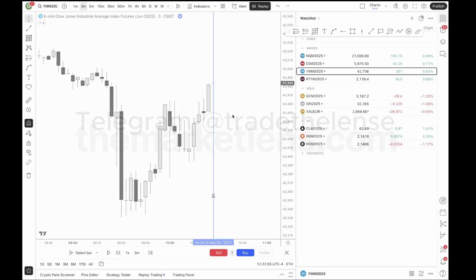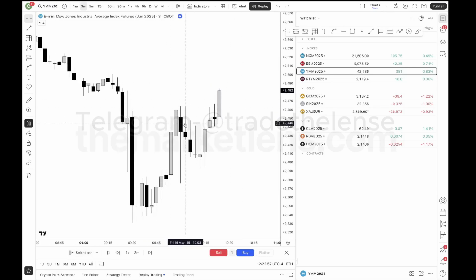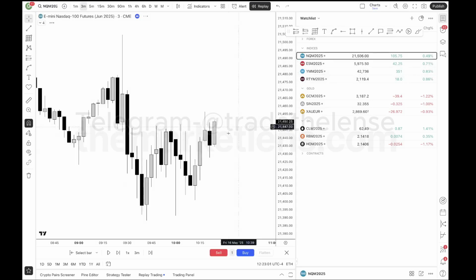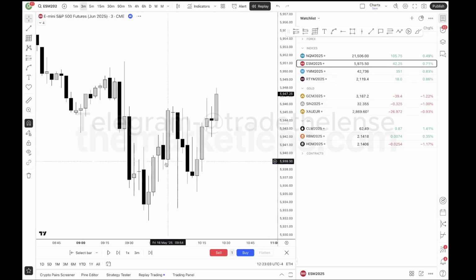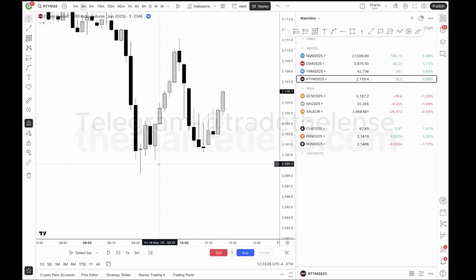There's another thing about SMT. There's so much about SMT, but you see how we CSD on this asset? When I go to the other assets, it's just chop. You see this chop? When I go to RTY, it's leaving equal lows.